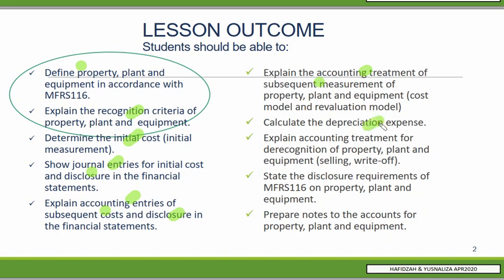Calculate depreciation expense. Explain accounting treatment for derecognition of property, plant and equipment. State the disclosure requirements of MFRS 116 on property, plant and equipment. And the last one, prepare notes to the accounts for property, plant and equipment.